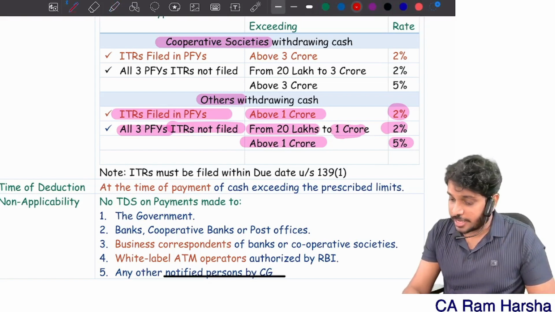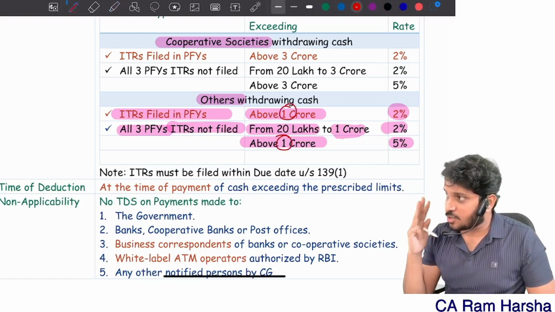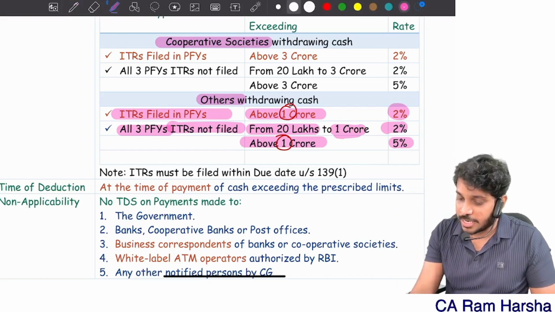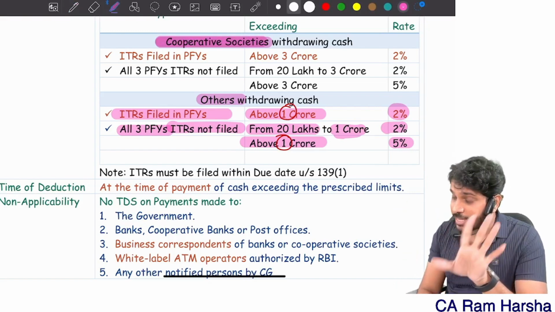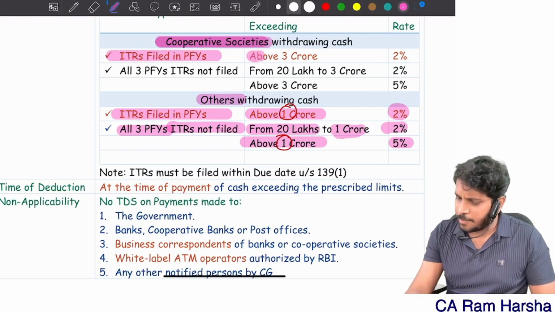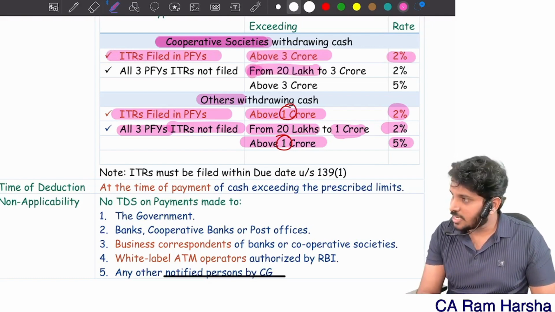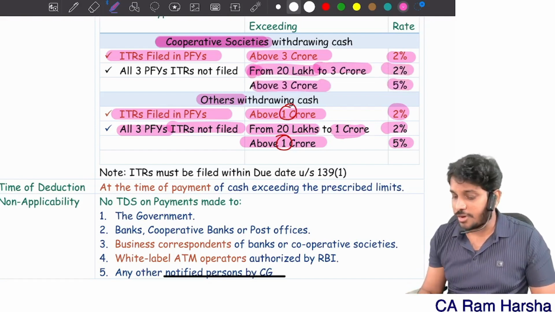For a cooperative society, instead of 1 crore, it is a 3 crore limit. Suppose a cooperative society is withdrawing cash. If they filed ITR, then beyond 3 crore, only 2% TDS. If they are not filing ITR, first up to 20 lakhs, no TDS. From after 20 lakhs to 3 crore, 2%. Beyond 3 crore, 5%. That's it.